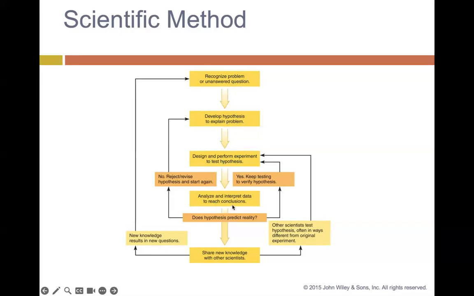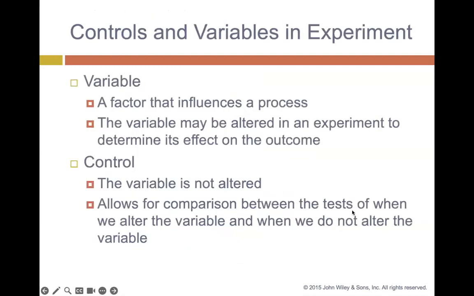The results are analyzed, data is interpreted to reach conclusions to see if the hypothesis predicted the reality, in which case they keep testing to verify the hypothesis, or if the hypothesis was wrong, they reject or revise the hypothesis and start again. This eventually leads to new knowledge that can be shared with other scientists. New knowledge might result in new questions, so we start the process over again, or other scientists can test that hypothesis, often in ways different from the original experiment.